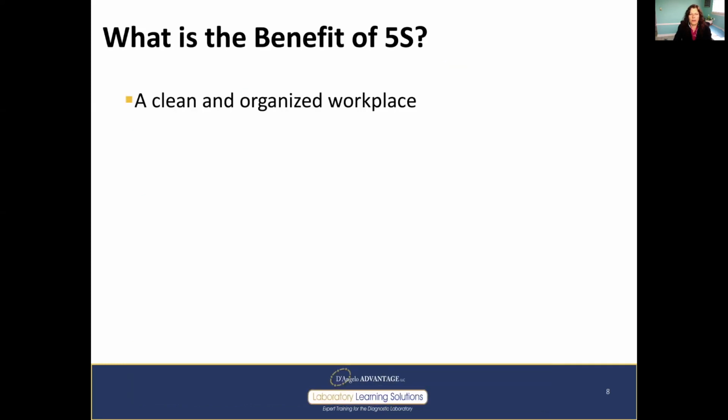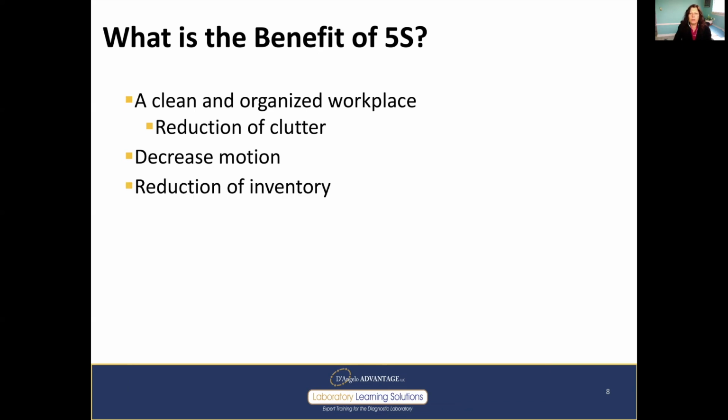What are the benefits of 5S? Well, we'll have a clean and organized workplace for sure, and it will remain clean if we're able to audit the workplace and have a method of compliance. We also will reduce any clutter, so you'll be able to find everything that you need in a timely manner. Decreasing motion, remember we said that we can redesign our workspace in order to bring things closer to us so we don't have to go and walk to go get whatever we need or reach too far or anything like that. We can reduce inventory that is in our area.